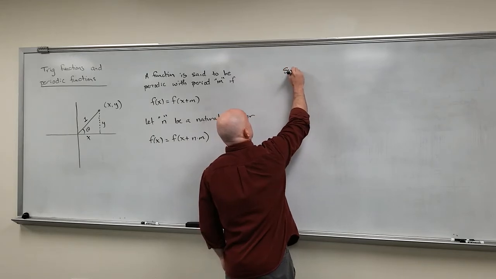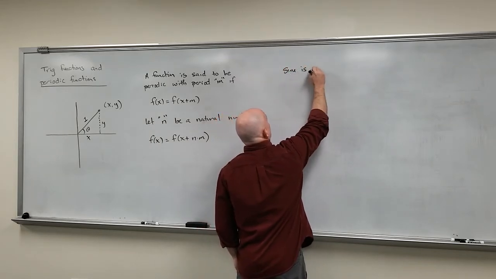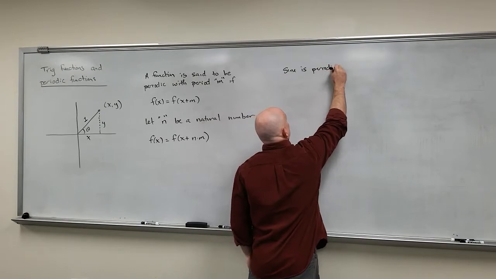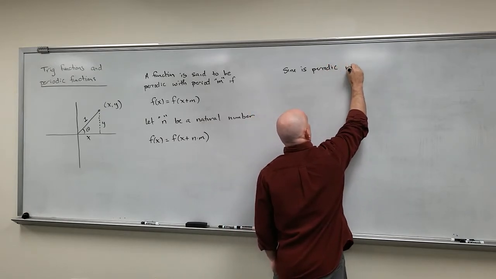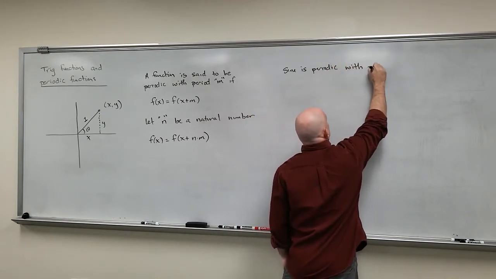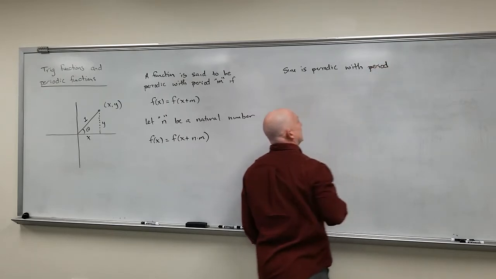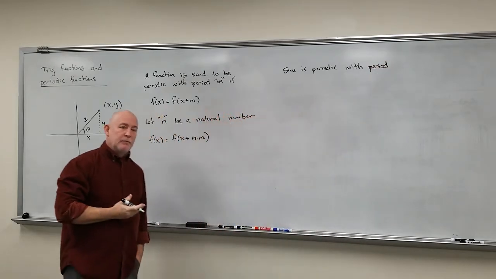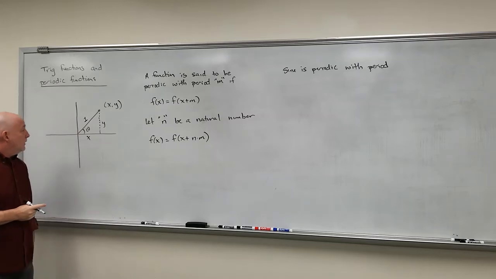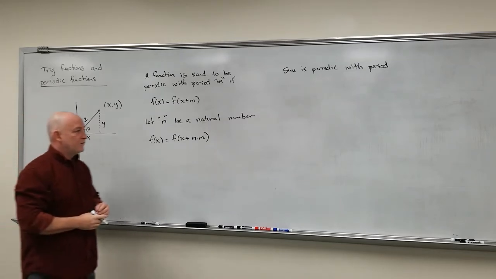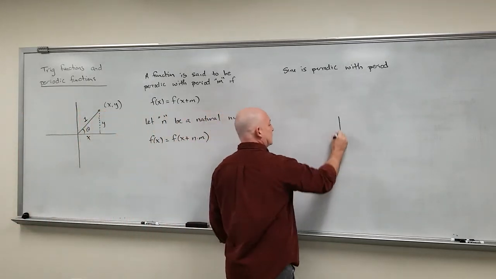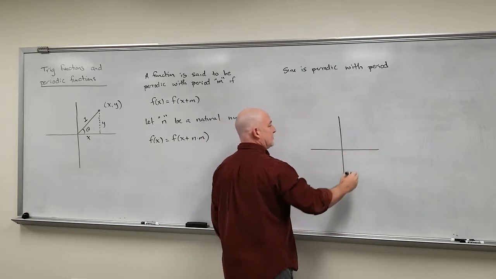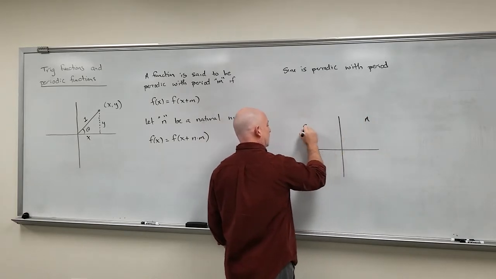Sine is periodic, that's the word periodic, with period. Let's see if we can figure out what the period would be. So here's kind of an easy way to see it. As we go around this circle, when are the y values going to kind of repeat themselves?